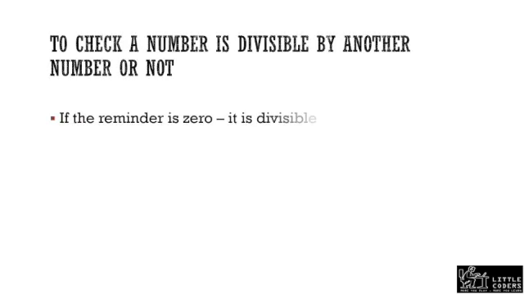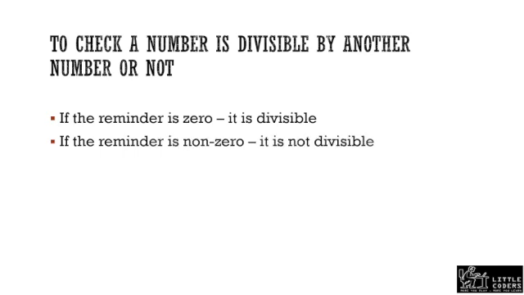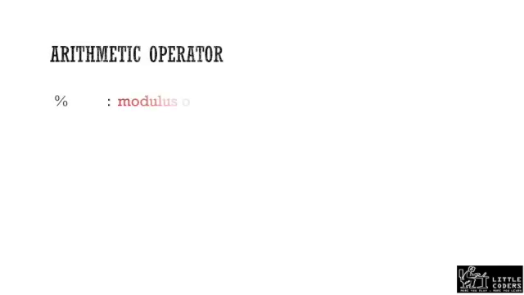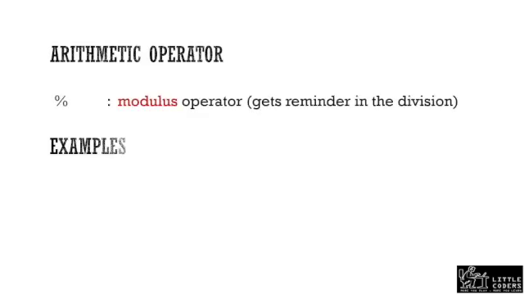Let us assume that when a particular number is divided by another number, I want to find out whether it is exactly divisible or not. To check that, when we divide, we have to get the remainder. If the remainder is 0, then it is exactly divisible, otherwise it is not. Now, how to get the remainder alone when you are dividing a number by another number? For that, we use the modulus operator. When you use this operator, it will get the remainder in the division.